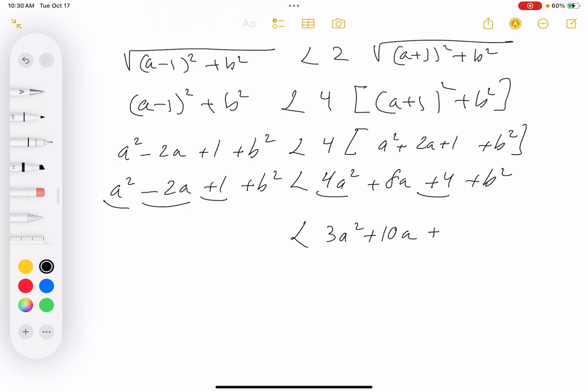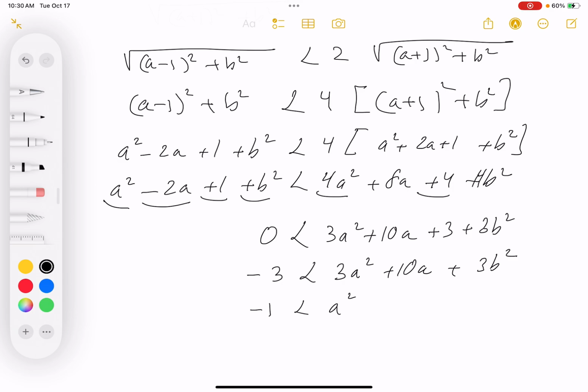I'm going to subtract 1 from both sides. It's going to be plus 3. And I'm going to subtract b squared from both sides. It's going to be, you know what, this is 4b squared. Sorry about that. That's going to be 3b squared. And that equals 0. I'm trying to realize I've got another circle on my hands, so let me write this down for you. I'm going to take away 3 from both sides. And you get 3a squared plus 10a plus 3b squared. I'm going to divide both sides by 3, and you get minus 1. You get a squared plus 10/3 of an a plus b squared.